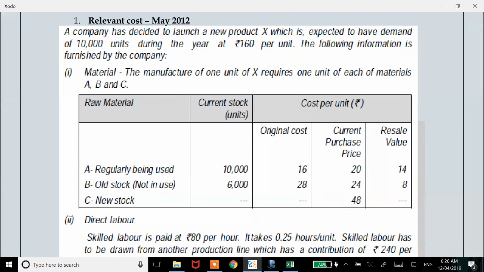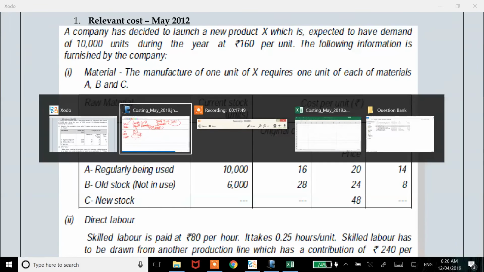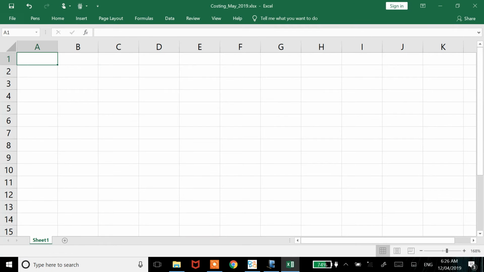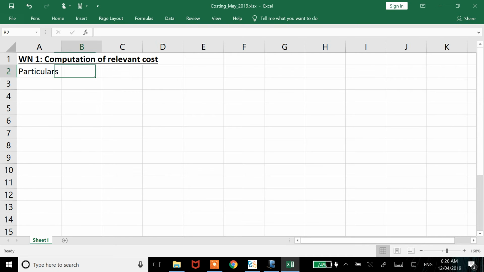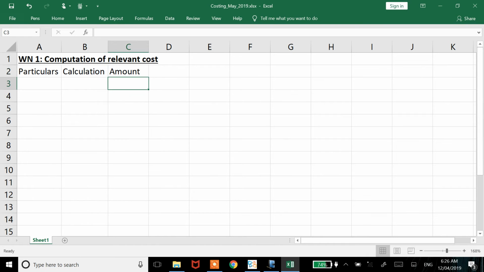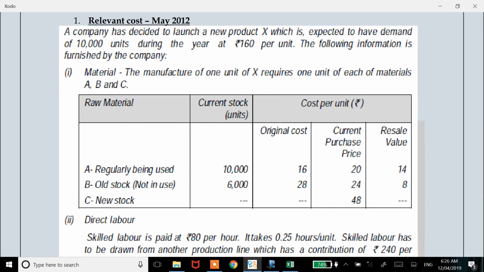Working note 1, computation of relevant cost. Particulars, calculation, amount. We'll go item by item.